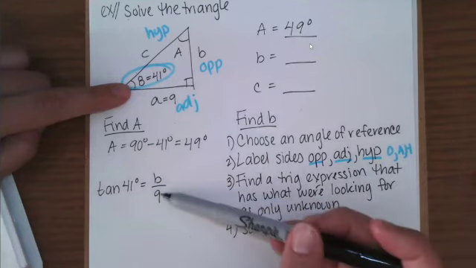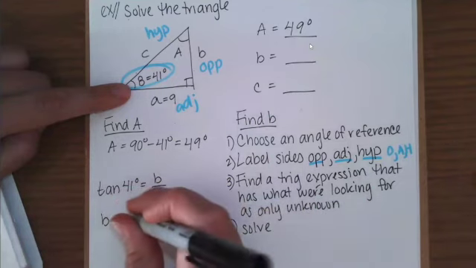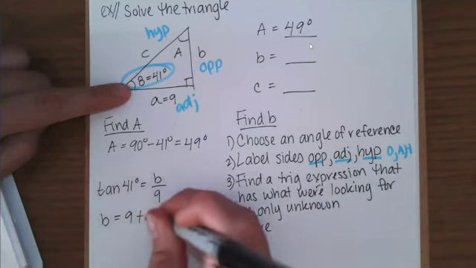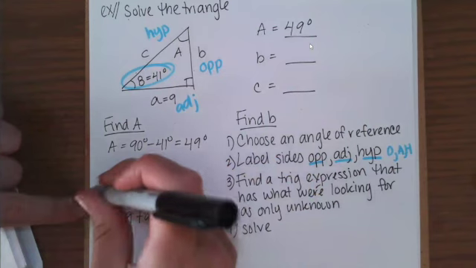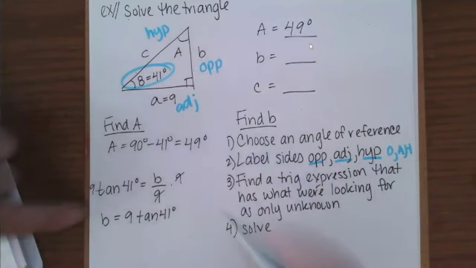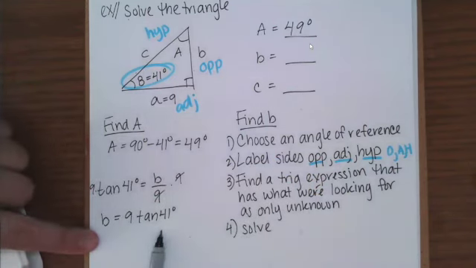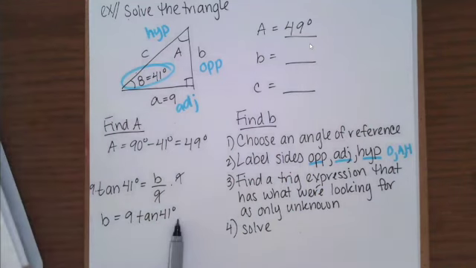Next step, we multiply both sides by 9. We get B is equal to 9 times tangent of 41. Here, I'll show you the work here. Multiply by 9, multiply by 9. All right, notice how I've written this. The 9 is out in front of the tangent. It's not inside the tangent. It's not tangent of 41 times 9.